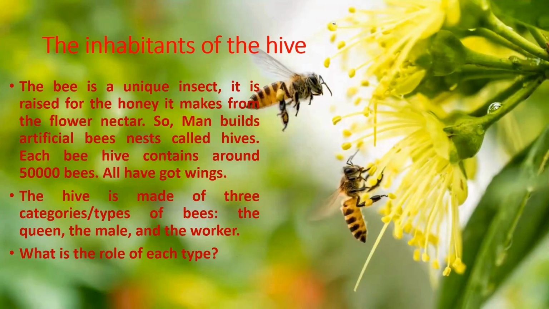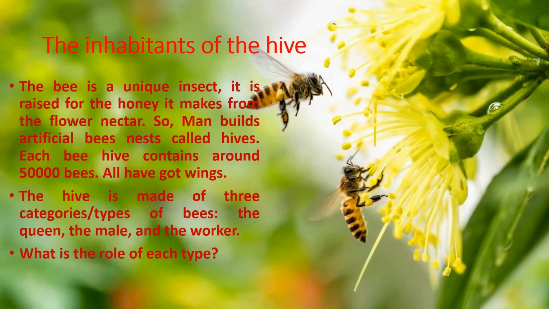The bee is a unique insect. It is raised for the honey it makes from the flower nectar. So man builds artificial bee nests called hives. Each beehive contains around 50,000 bees. All have got wings. So all the bees have wings.